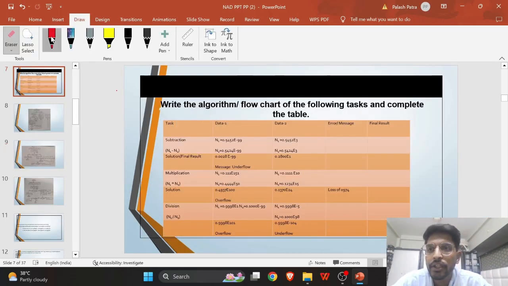Here's the second question. In the second question, we need to write the algorithm or the flowchart for the following data in the table. The data contains the table of two floating point numbers, and we need to calculate the algorithm or the flowchart for subtraction of these two numbers. Secondly, we need to calculate the multiplication of these two numbers, the algorithm for these two numbers, and in third, we need to find the algorithm for division of these two numbers. So first, let's draw the flowchart and the algorithm for the subtraction part.